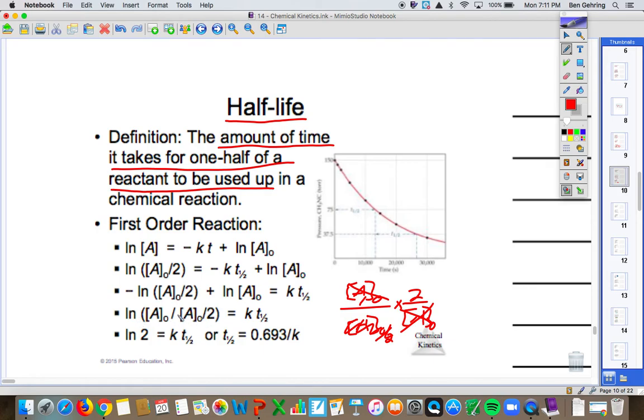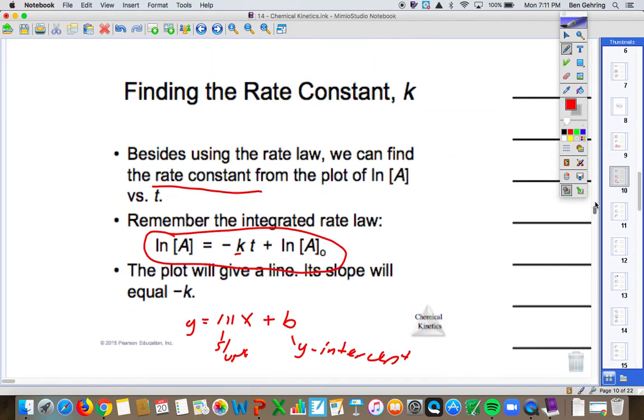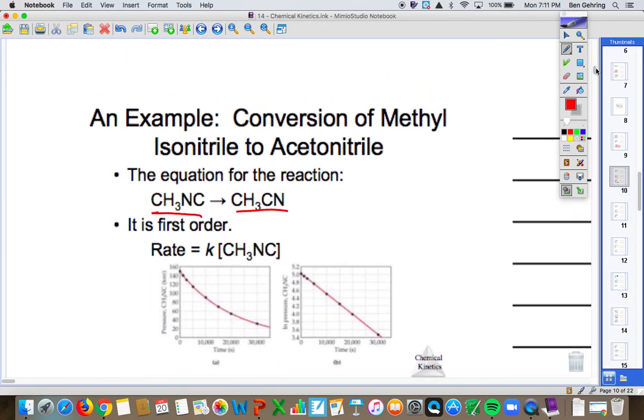So this is the natural log of 2 equals k times t to the 1/2, which is what we have here. And then I know that t to the 1/2 is the natural log of 2, or 0.693, divided by k. So I can use this equation, and then I can substitute and I can solve for what I'm looking for. And we'll practice this quite a bit.